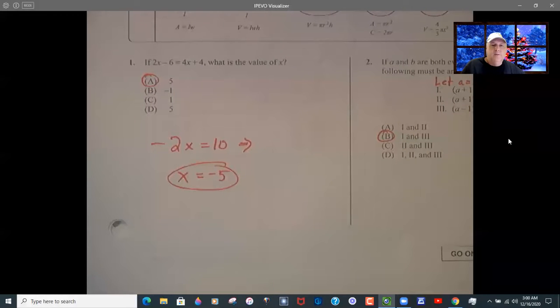These are the first 10 problems for SAT Practice Test 2 in test prep, and this corresponds to assignment 12. So what is the value of x here?